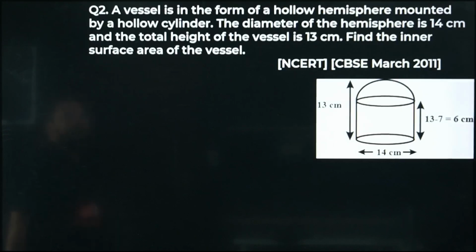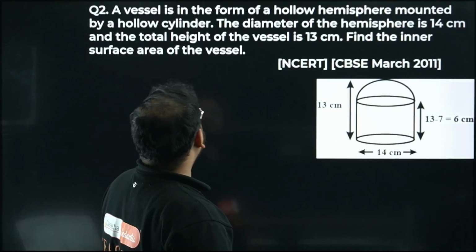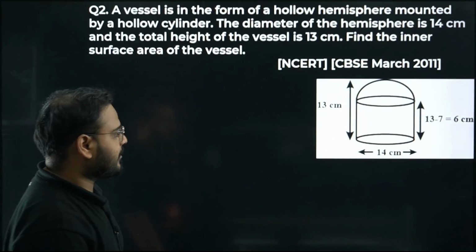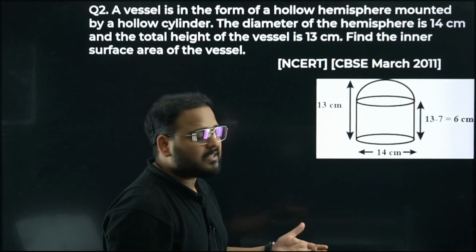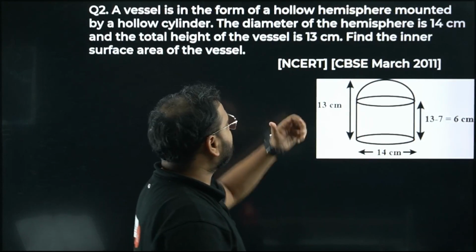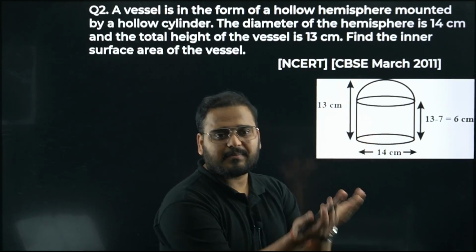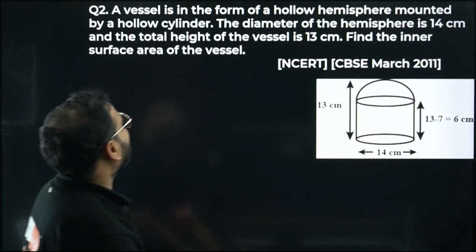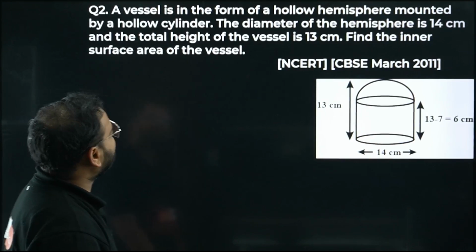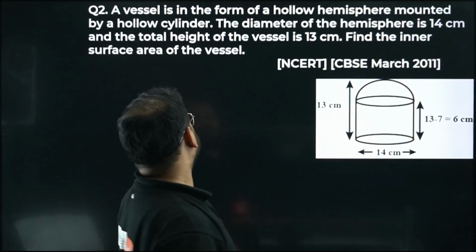Okay, question number 2. A vessel is in the form of a hollow hemisphere. Means a bowl basically. Hemisphere means what? A bowl, right? Hollow hemisphere mounted by a hollow cylinder. The cylinder is hollow, same thing, paper is turned into a cylinder. The diameter of the hemisphere is 14 and the total height of the vessel is 13. Find the area of the inner surface.